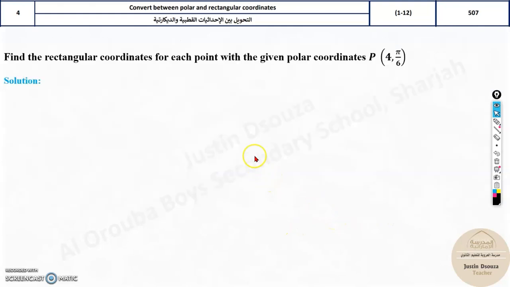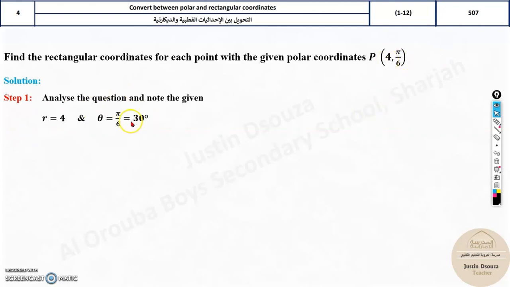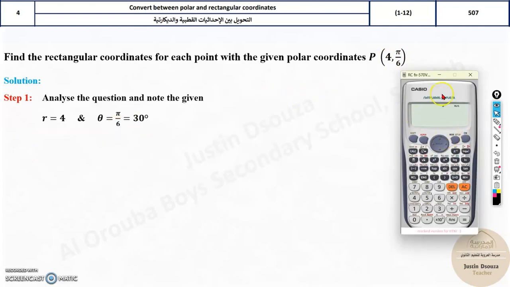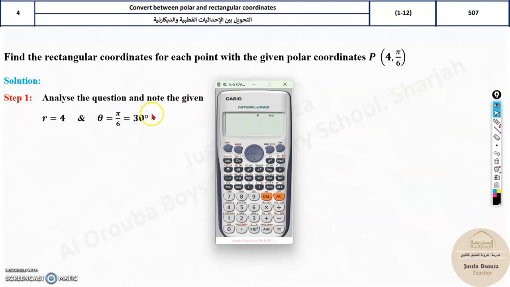Now let's see how to convert. You have been given a polar coordinate 4, pi by 6. You need to convert it to rectangular form. R is given, theta is given. It's up to you to convert theta to degrees or not. If you're not converting it to degrees, you need to change to radian mode. I will tell you how. The answer will be the same.